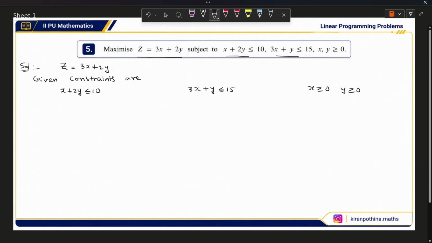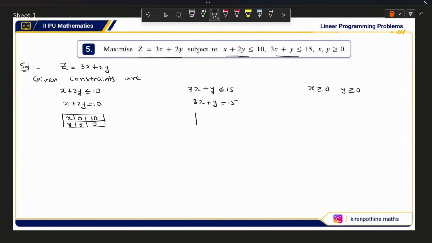So here first the inequalities will be converted into equations. First one I will write x plus 2y equal to 10 and this is 3x plus y equal to 15. After writing inequality as equation, we have to draw a table so that we will find the points in order to plot in the graph. So x and y. I will take x as 0. When we take x value 0, y will become 5. Similarly, when y equal to 0, x value will become 10. Similarly for the second line equation also, we find the points.